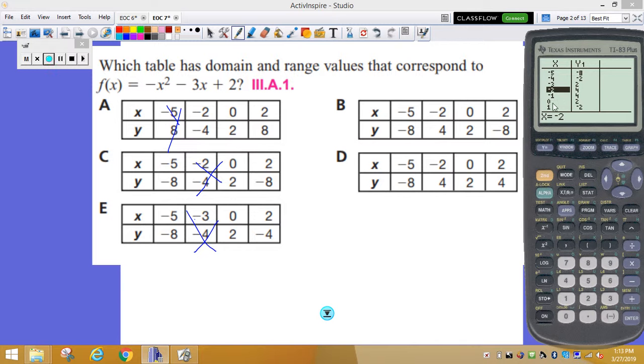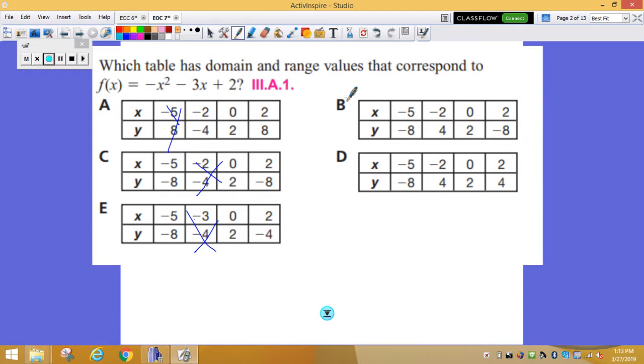Let's look at 0. 0 is at 2. Well, both of them have 0 too. So let's go down to 2. 2 is at -8. So that means B is my right answer.